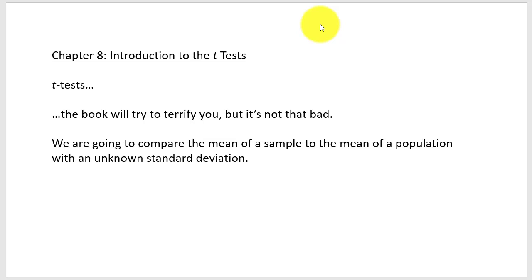is exactly what we did in chapter 6, where we looked at the z-test using a population and a sample as opposed to an individual score in a population. The only difference here is the last part of that sentence. We don't know what the standard deviation is. In other words, we don't know how spread out the scores are of the population.